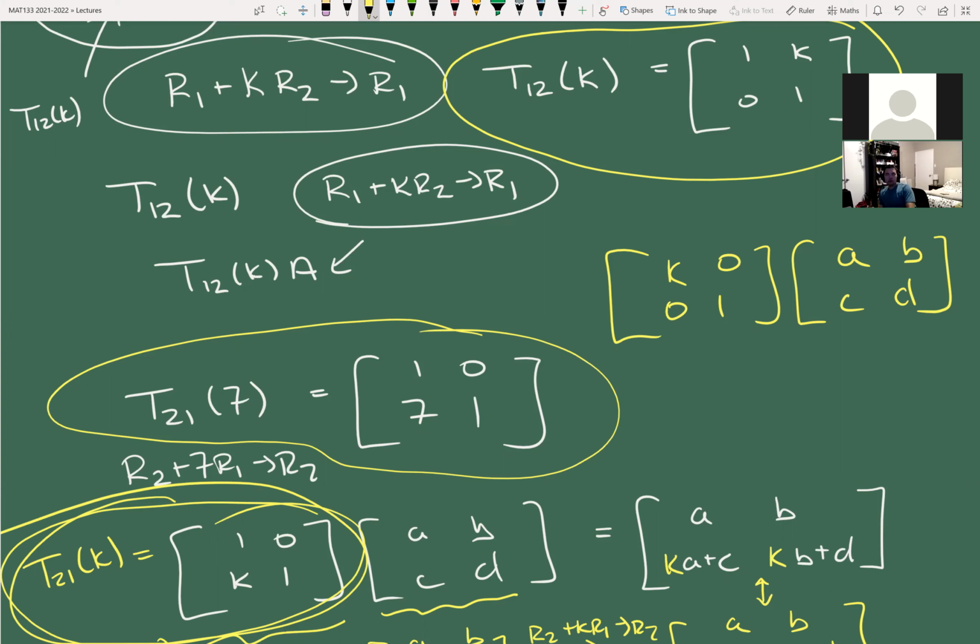It's a matrix which does a row operation. When we first defined row operations, we had no concept of matrix multiplication. But what we're saying now is it turns out that there is a matrix that you can multiply by, which does the same thing as that row operation.